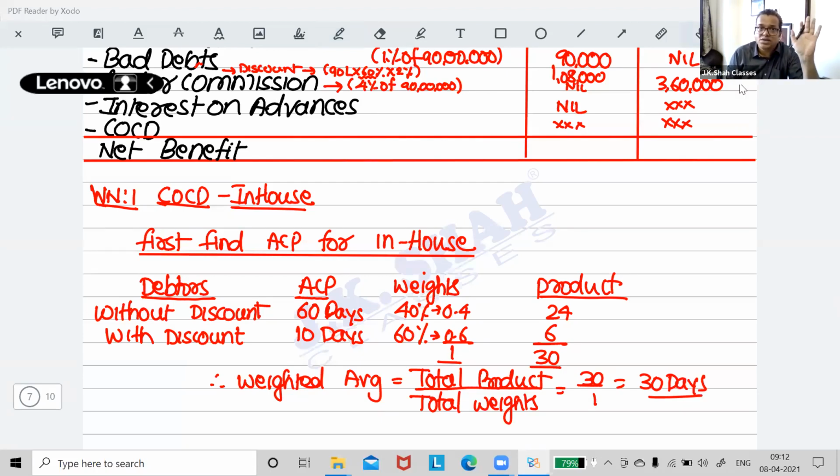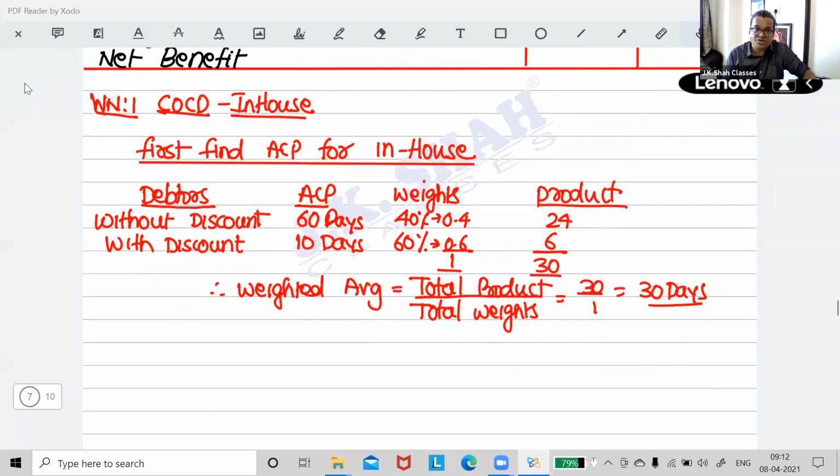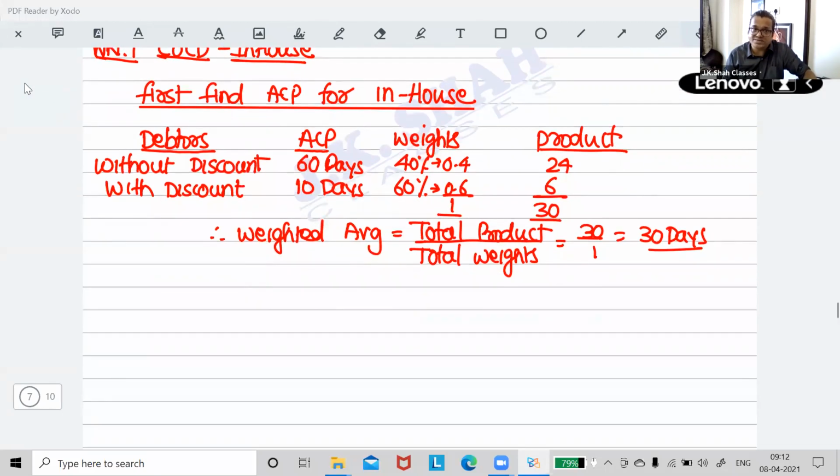Understood this? This is clear to all of you? Okay, fine, good. So now talking about calculating COCD. For calculation of COCD, we have two steps. What I always tell you, it is about calculation of COCD, cost of carrying debtors. So the first thing that we will have to calculate is debtors itself.